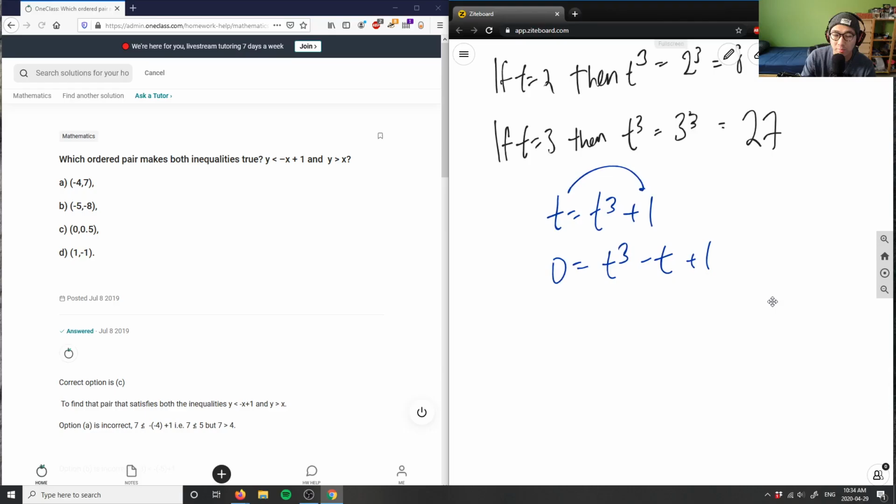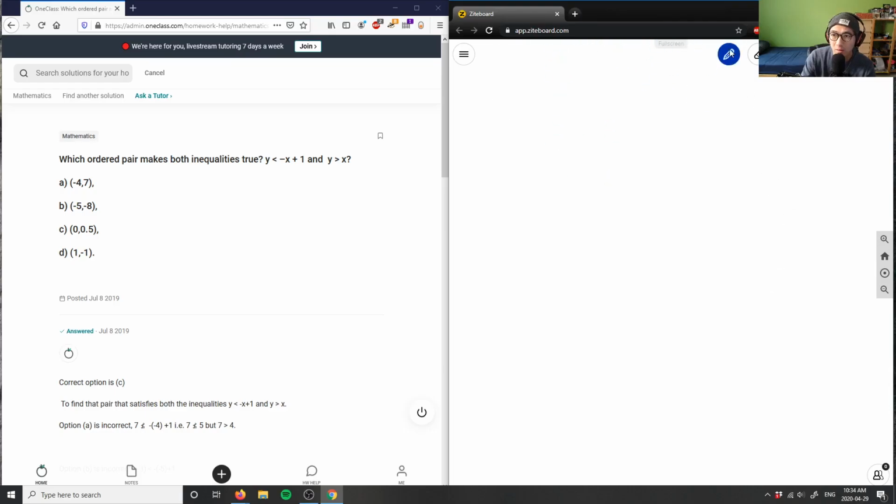Number 8. Let's look at number 9 here. We have 3 more questions. It's pretty good. It says, which ordered pair makes both inequalities true? So I have these inequalities here: y is less than negative x plus 1, and y is greater than x. I have these 2 conditions, and which ordered pair makes both inequalities true?